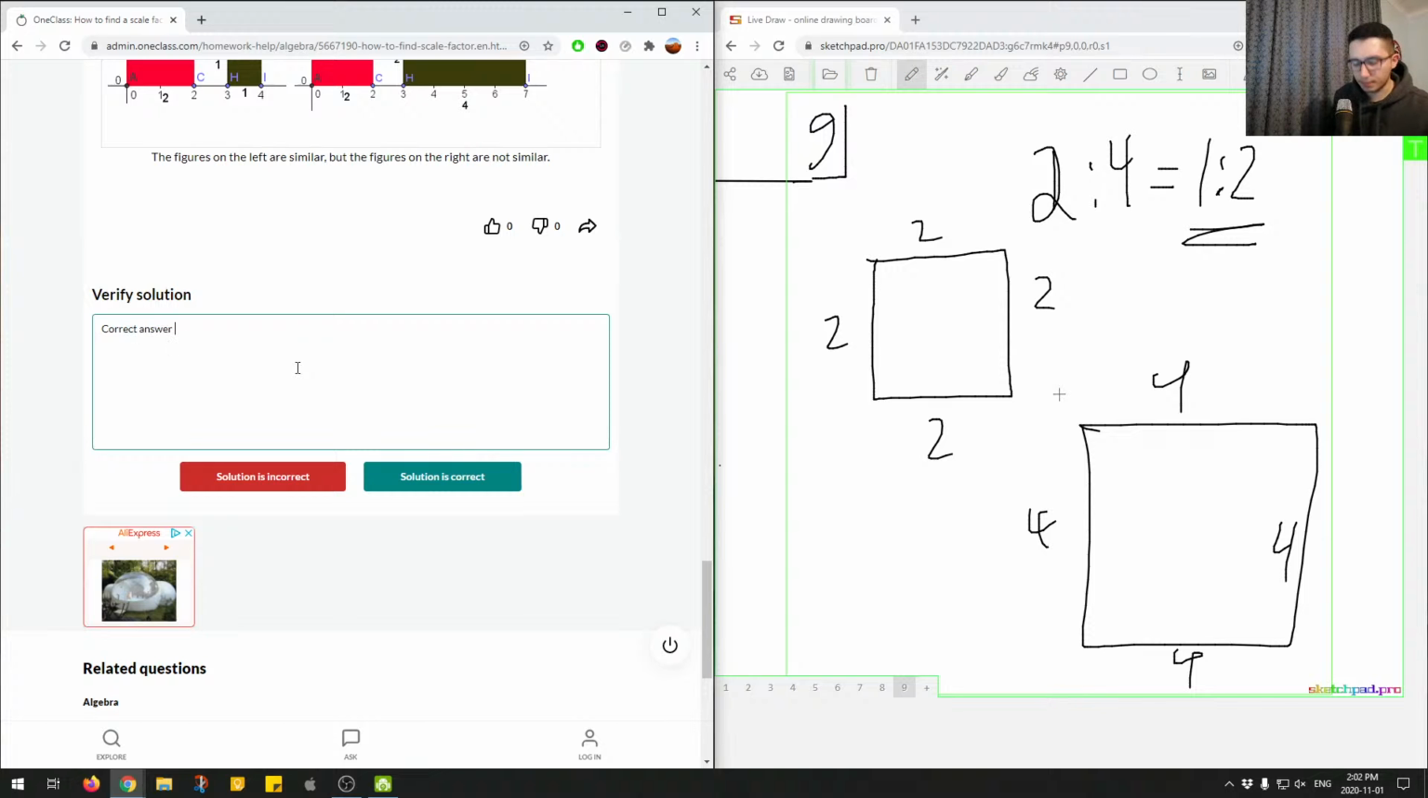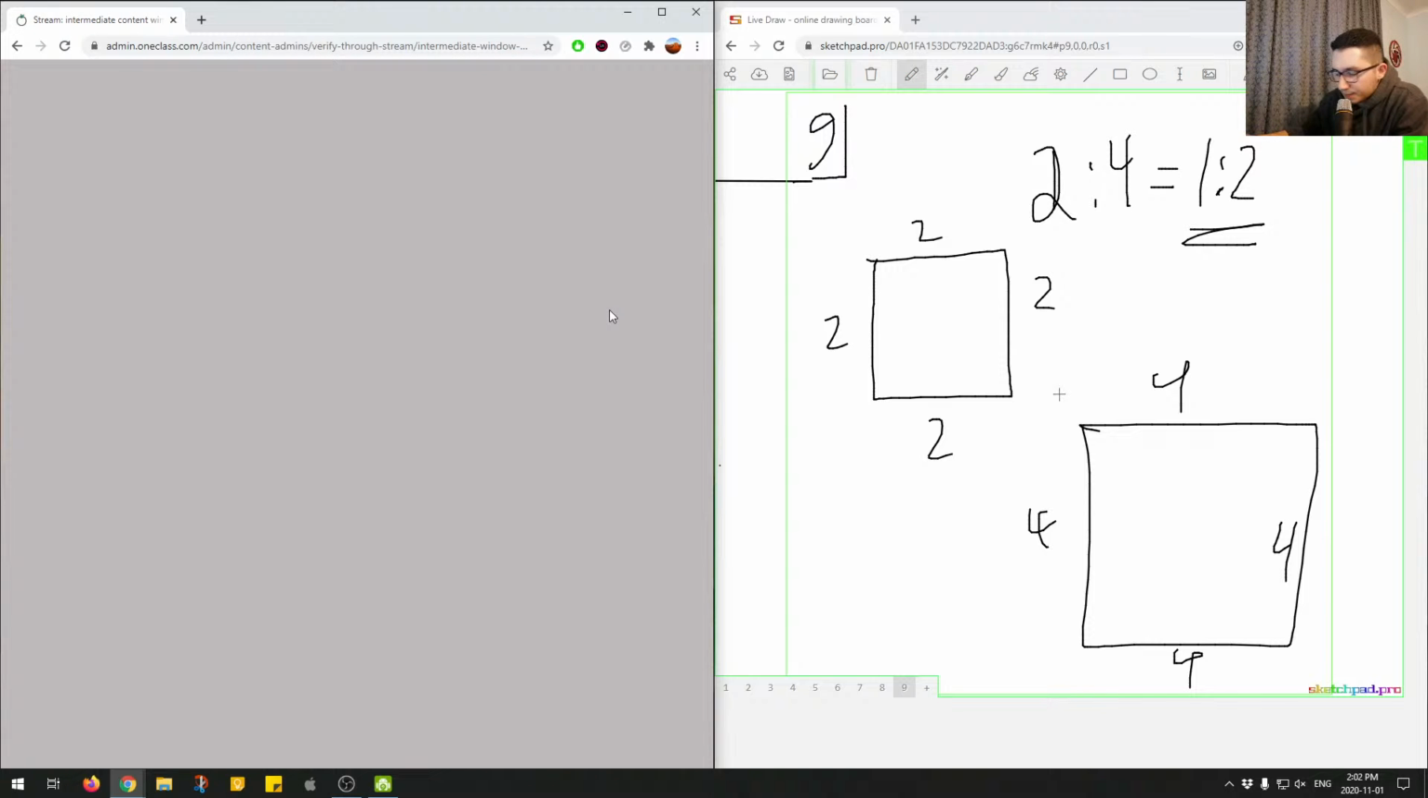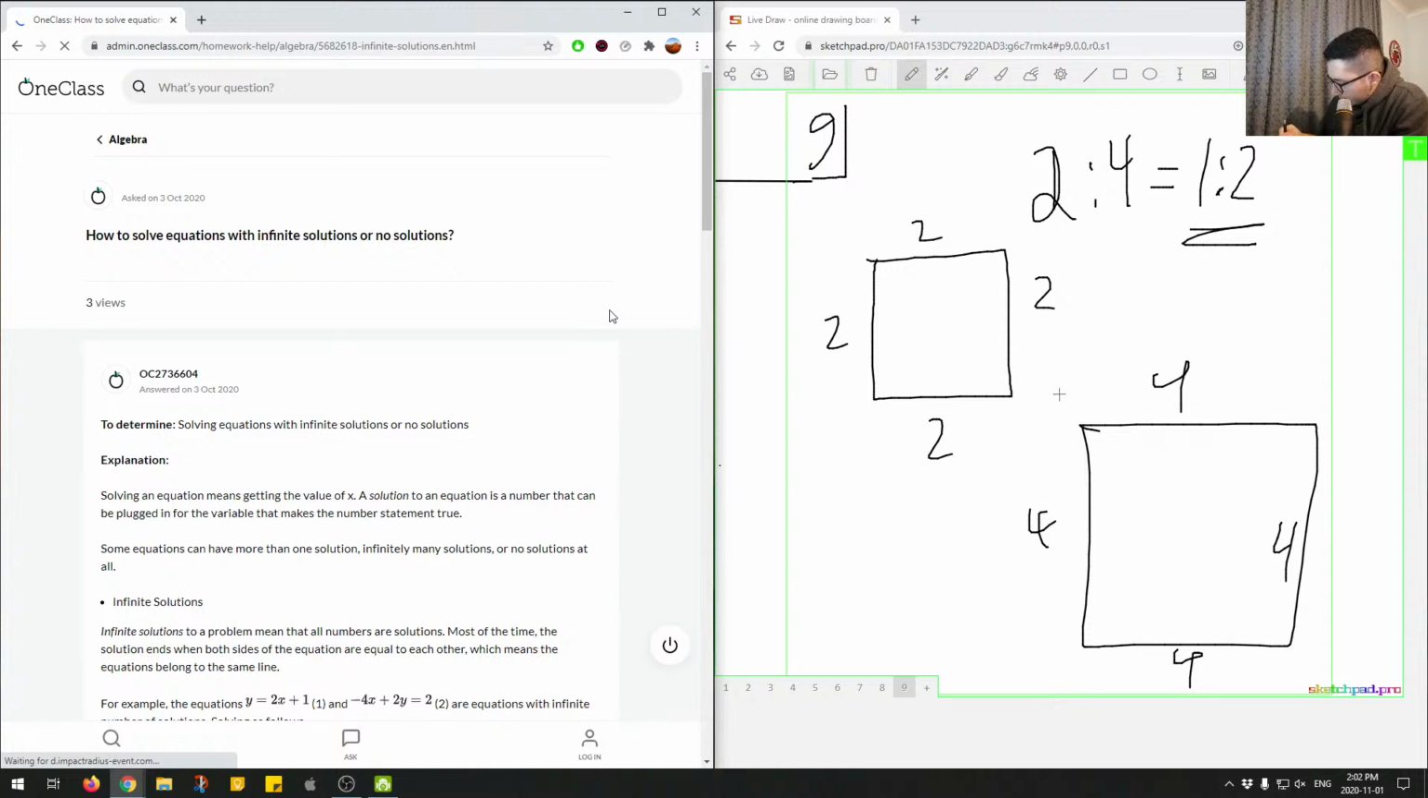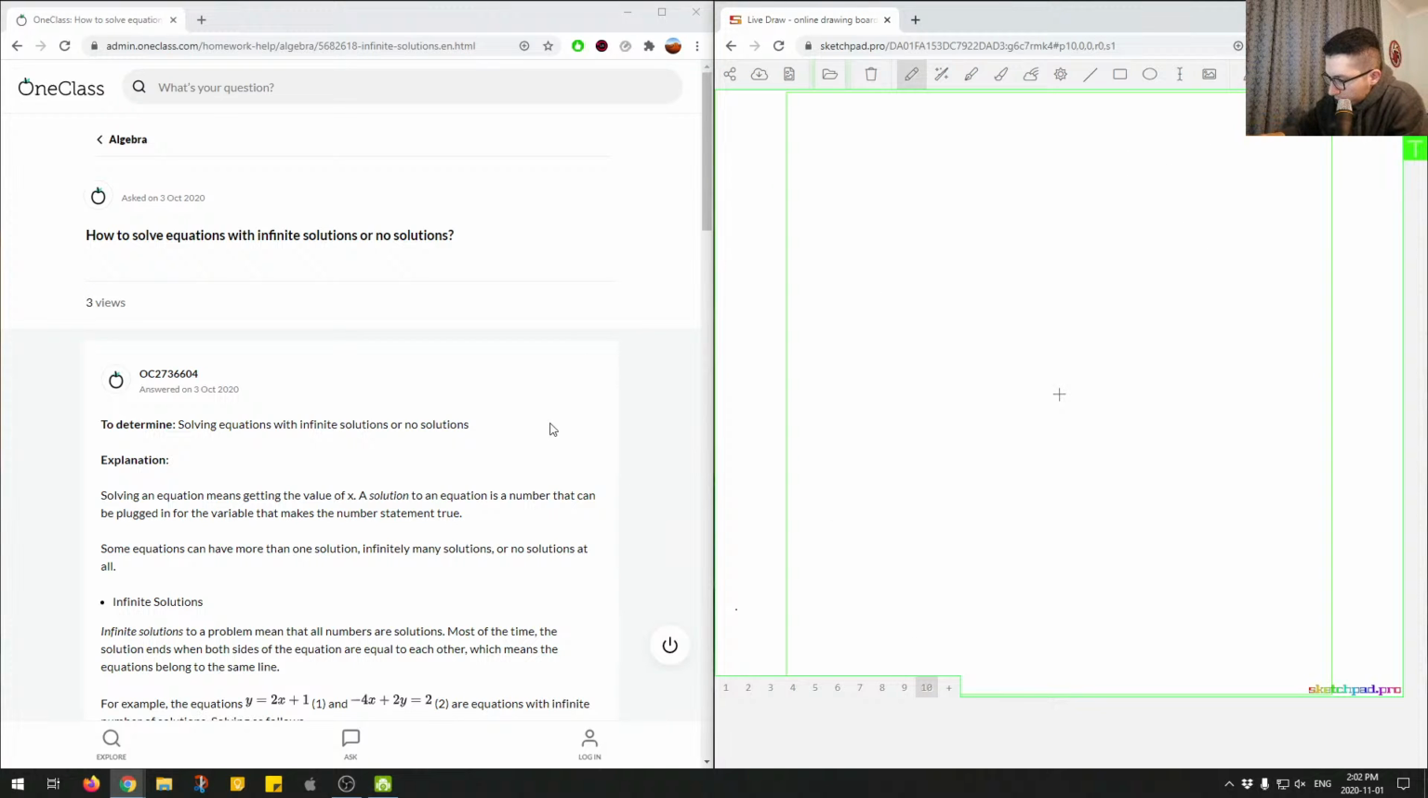Correct answer and explanation. Great work. And let's move on to question number 10. Okay, so our final question for this session, question number 10.